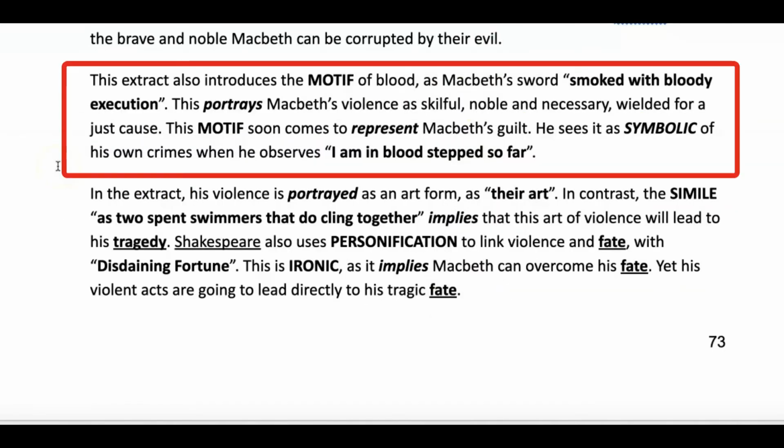"This extract also introduces the motif of blood" as Macbeth's "sword smoked with bloody execution." "This portrays Macbeth's violence as skillful, noble and necessary, wielded for a just cause. This motif soon comes to represent Macbeth's guilt. He sees it as symbolic of his own crimes when he observes, 'I am in blood stepped in so far.'"